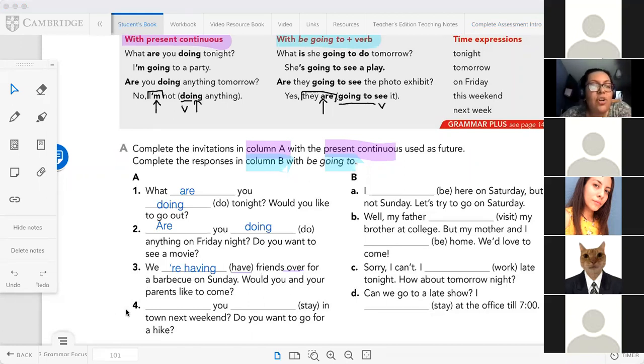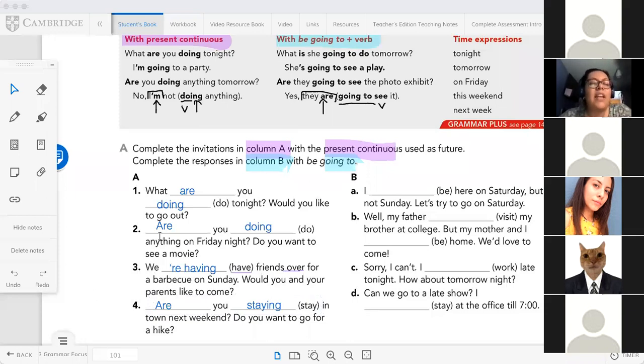Excellent. Final question, number 4. Very good, there you go. You got it completely. So in this case, are you staying in town next weekend? Do you want to go for a hike? Hike, estos paseos de senderismo, que vas a un parque, vas a un bosque, caminas mucho, okay? So do you want to go for a hike?